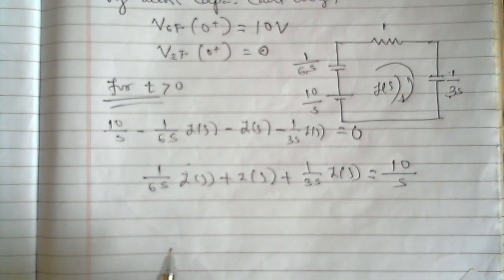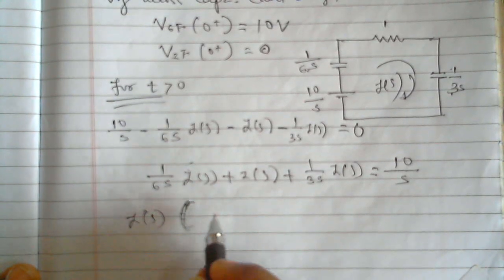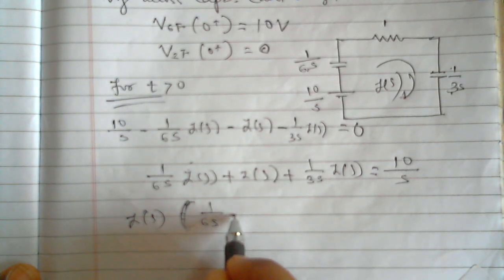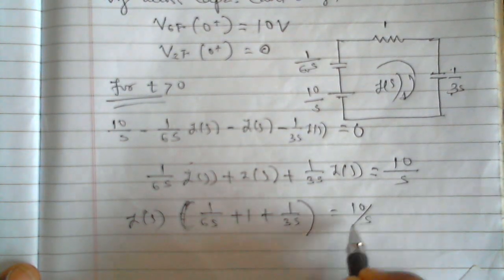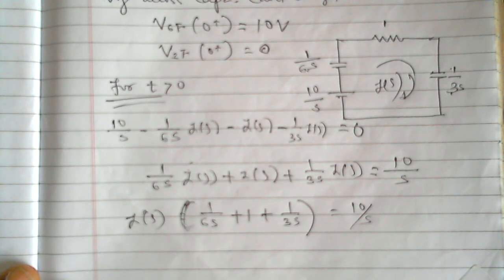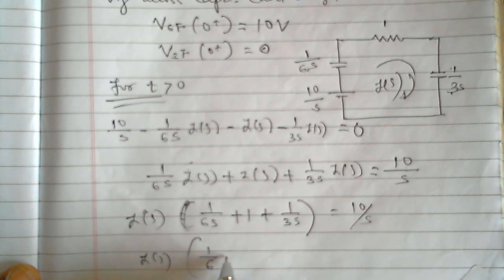Okay, so we'll have to rearrange this equation again. What we can do is take I of s common: I of s times 1 by 6s plus 1 plus 1 by 3s equal to 10 by s. Right? Now let's multiply each term by s. Let's see what happens. I of s, here it will become 1 by 6, here it will become s, here it will become 1 by 3.